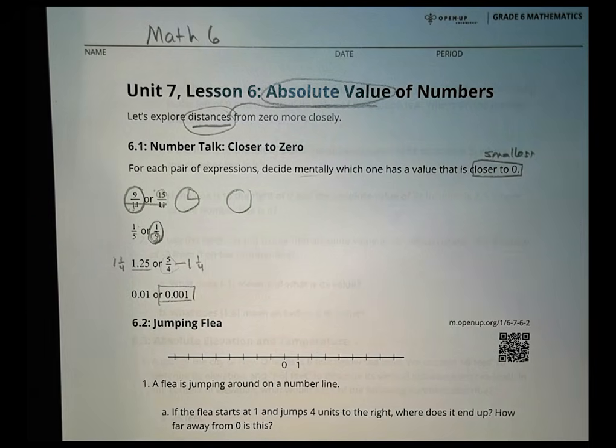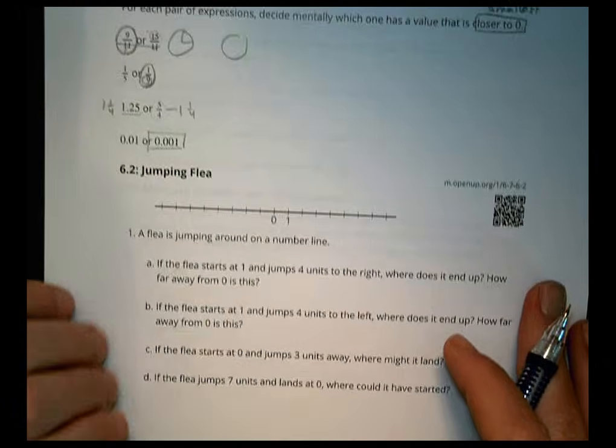So again, just something to talk through and think about which one is closer to 0, using some mental math or mental arithmetic to figure out which one it would actually be. You don't really need to solve anything, we're just talking about it.